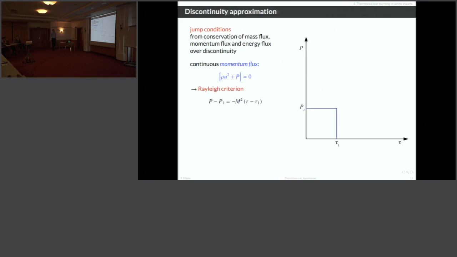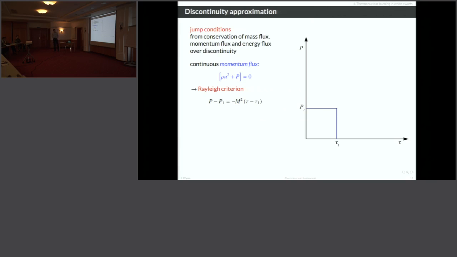All right, from that you can directly get the so-called Rayleigh criterion. So this continuity of momentum flux over the shock wave gives you a relation between the state in terms of pressure and specific volume behind the discontinuity in terms of the initial state. And it's related as here as a linear relation, and the coefficient of the linear relation is minus mass flux squared.